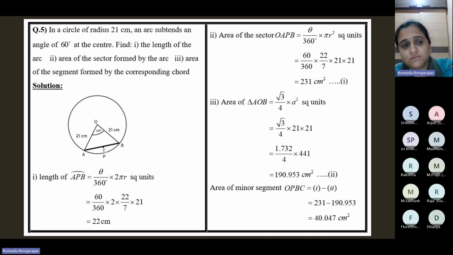Understood this working, children? Any questions here? No, ma'am. Okay. Others? No, ma'am. Sashant is representing the class. Madhumita. Next, others? Any questions? No. Okay.